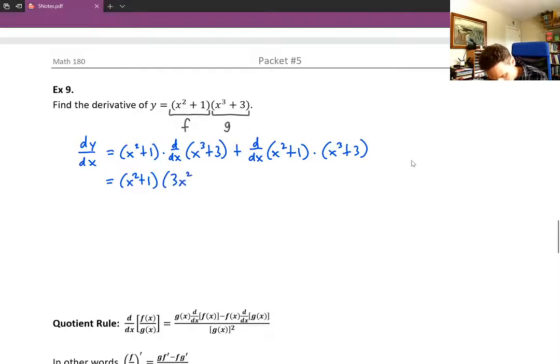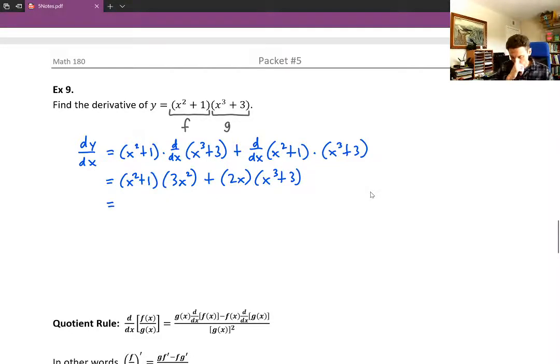3x squared. Yep. That was a little weird, sorry. And then what's the derivative of x squared plus 1? If you said 2x, that's correct. Remember that in both of these derivatives, the derivative of the constant term is 0. So those constant terms go away. Then we have times x cubed plus 3.